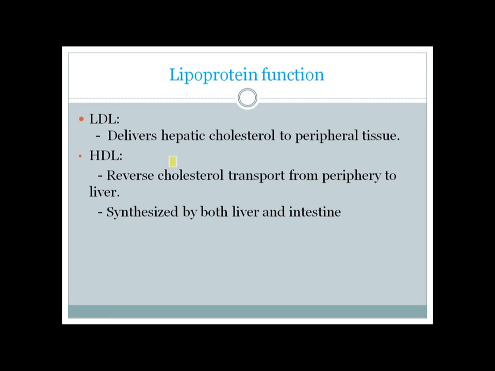And those two are the most important lipoproteins, LDL and HDL. So LDL is a bad one and HDL is a good one. LDL is a bad one because it actually delivers hepatic cholesterol to peripheral tissue, where it helps the formation of atherosclerosis. But HDL causes the reverse transport from periphery to the liver, and HDL is synthesized from both the liver and intestines.